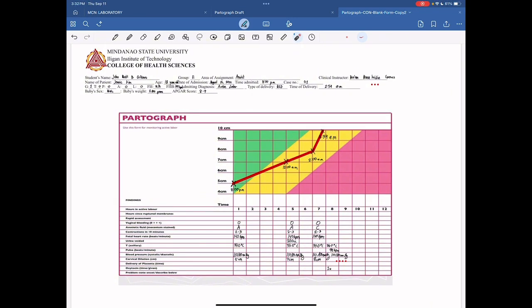So that is how we do a partograph to monitor the progress of labor and also to monitor the condition of the mother and the baby during labor and delivery. That is all, and thank you for listening.